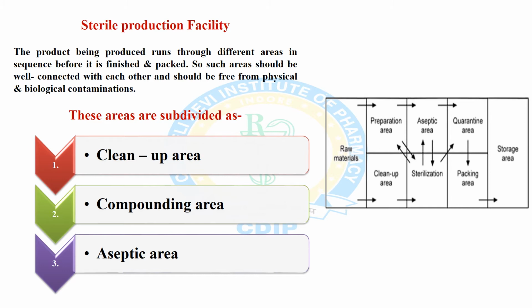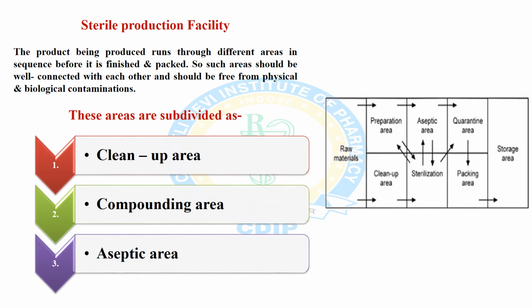If we are talking about the cleanup area, in this kind of area, cleaning and steaming of packing materials and utensils will be done. Therefore, the walls and ceiling are constructed in such a way that they withstand the effect of steam and chemicals. Generally, epoxy paint is coated for this purpose.